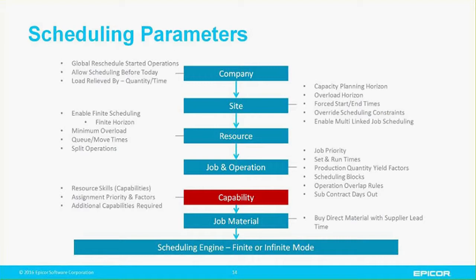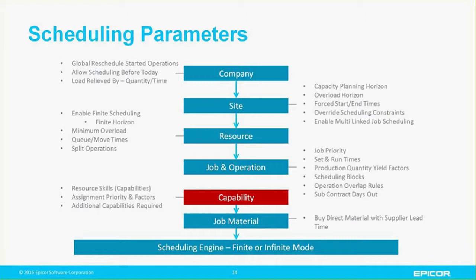At the site level, the capacity planning horizon is used to determine how far into the future resource load should be calculated. The overload horizon is used by infinite scheduling to determine how far into the future to report overload conditions. Full start and/or end time flags synchronize overlapping operation start and end times. Override constraints determines whether the master scheduler can override capacity and/or material constraints in what is scheduling. And the enable multi-linked job scheduling allows make direct link jobs to be scheduled as a group.